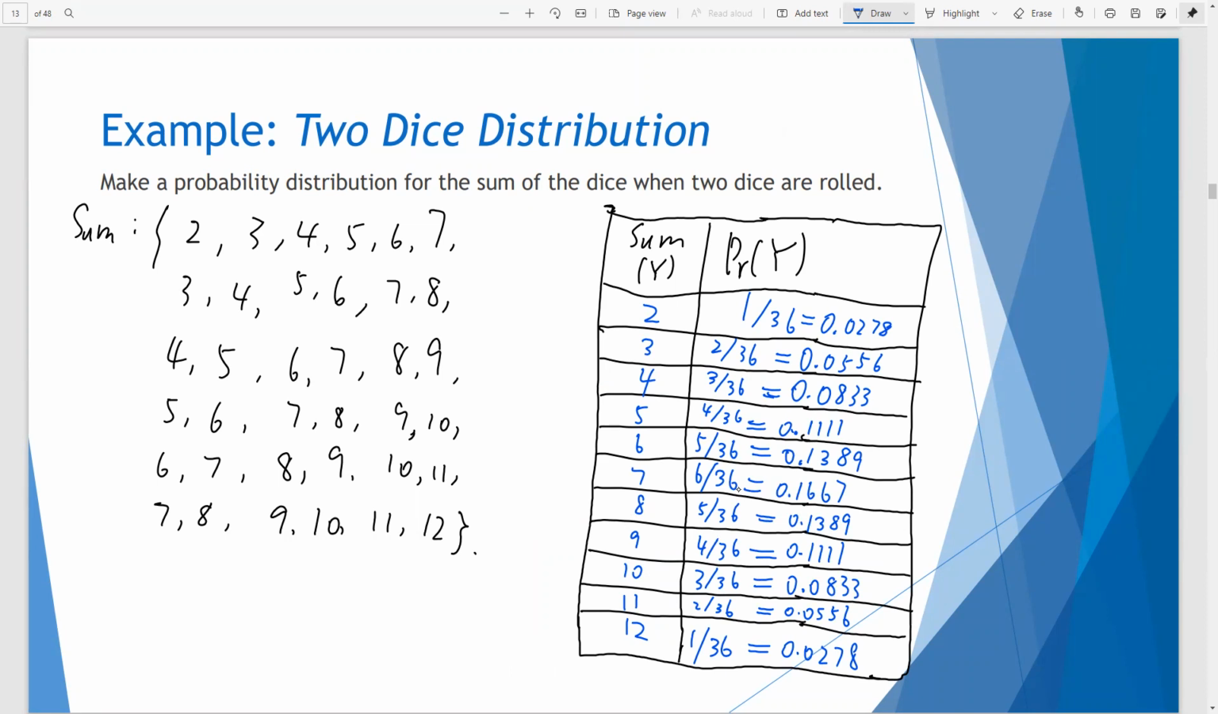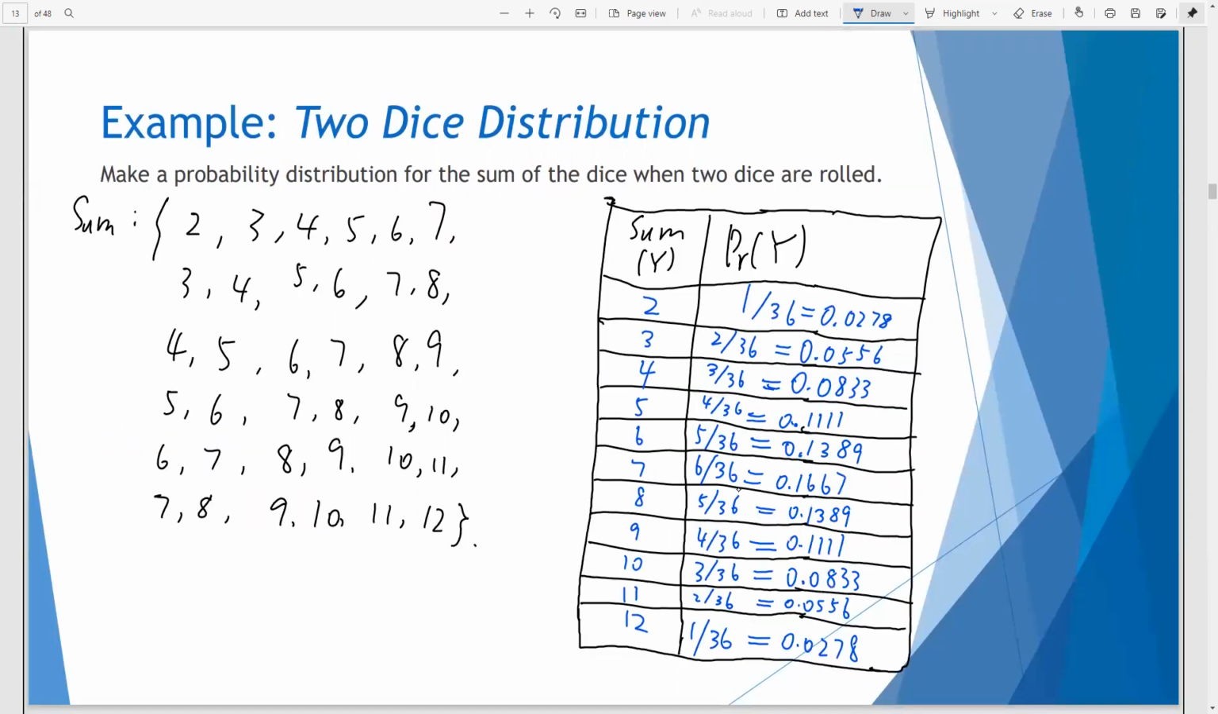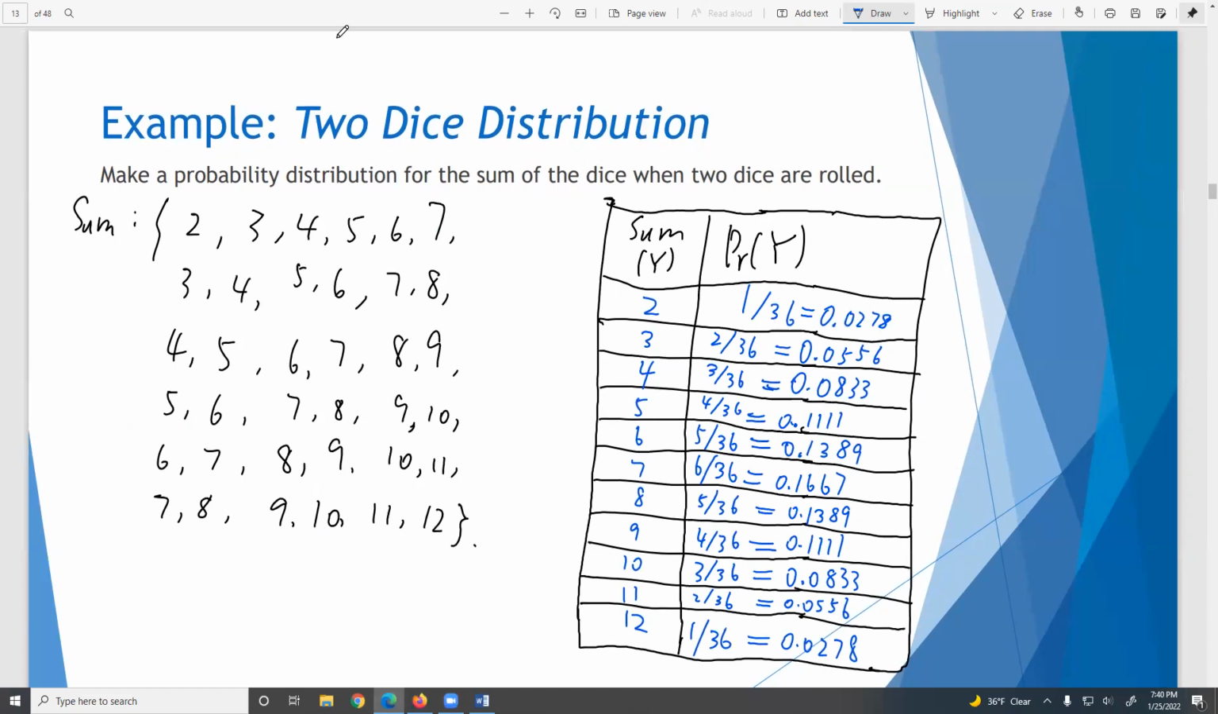The distribution can do other things, but here it is just the distribution summarizing your sum of 2 dice. All right, so that will be it for the fundamental probability. Thank you for watching.